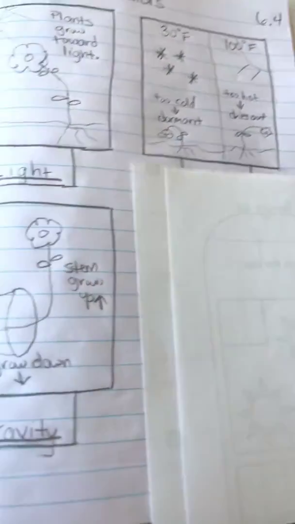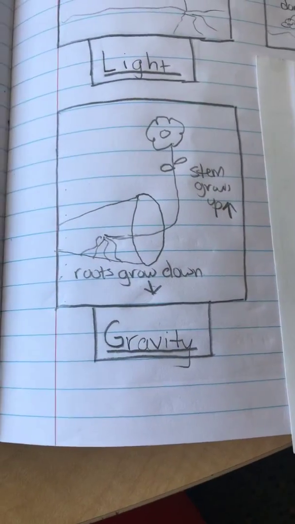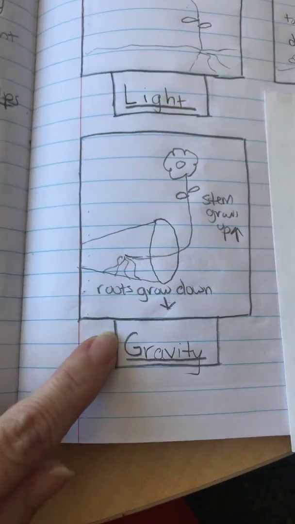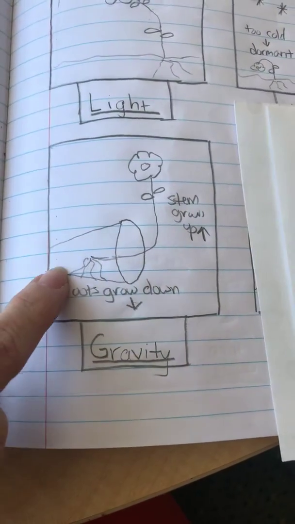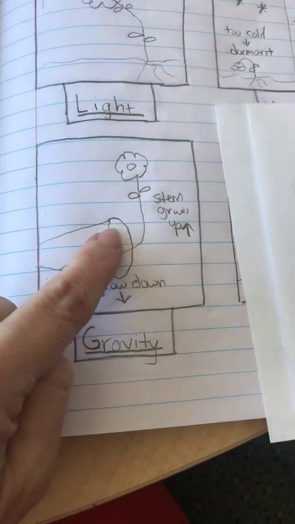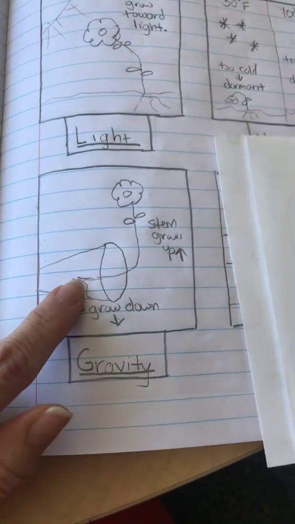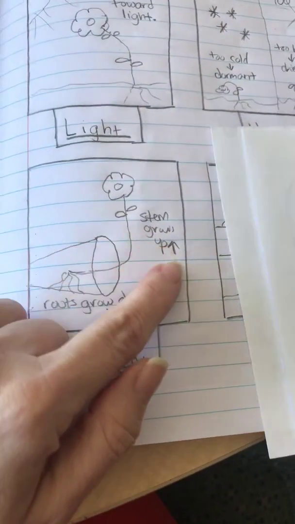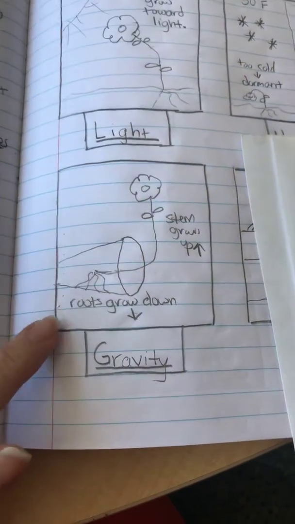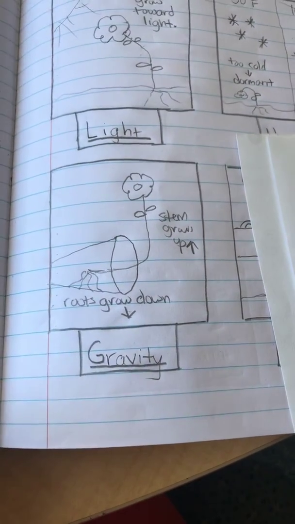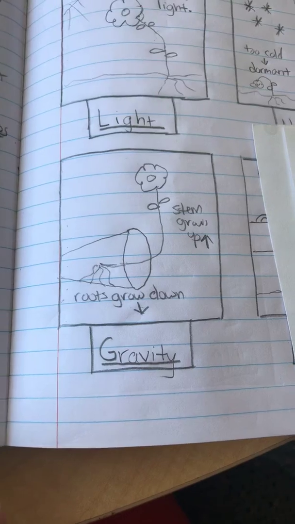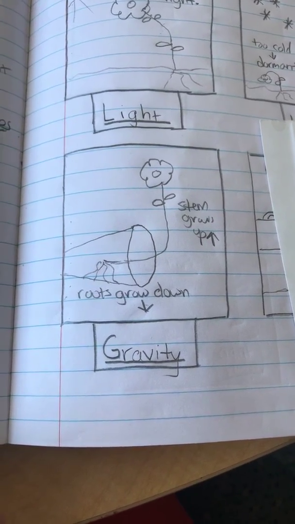Next, we have gravity. Plants respond to gravity. So I have a cup coming out, which is just kind of like a trapezoid almost, connected with a circle. And I have the plant growing up because the stem grows up. It's always going to grow up, and the roots are always going to grow down because plants respond to gravity. So pause your video and take those notes.